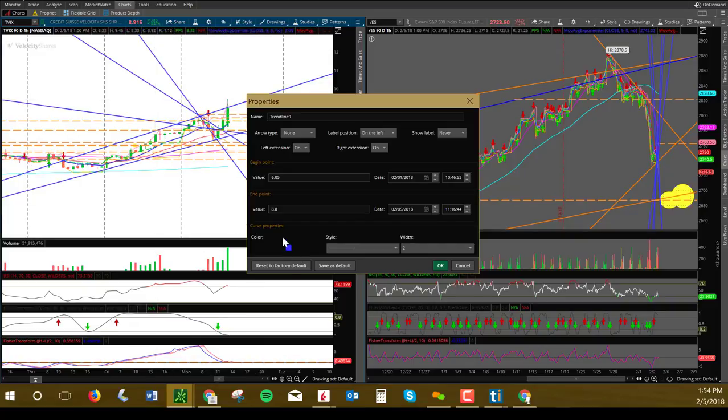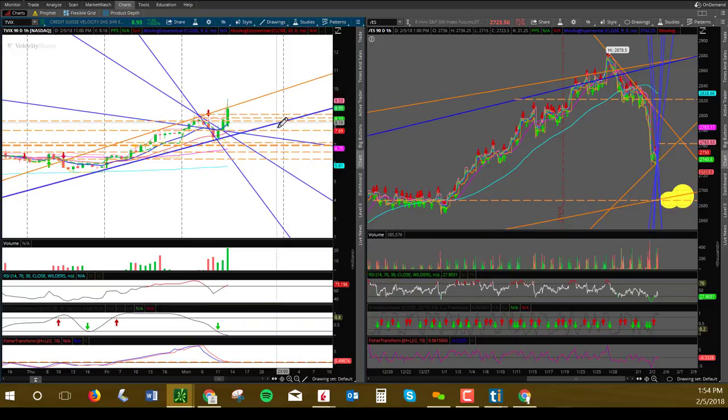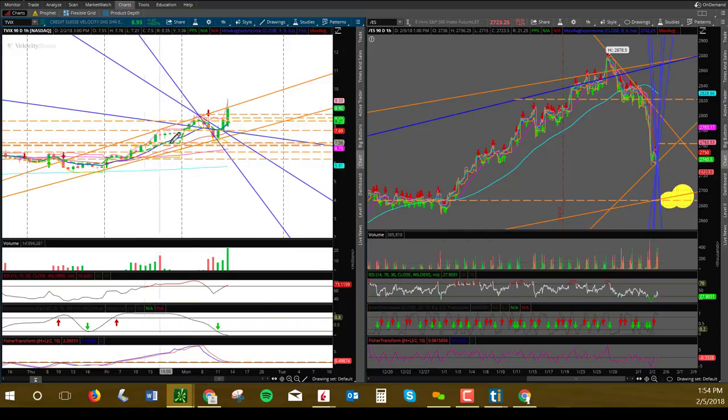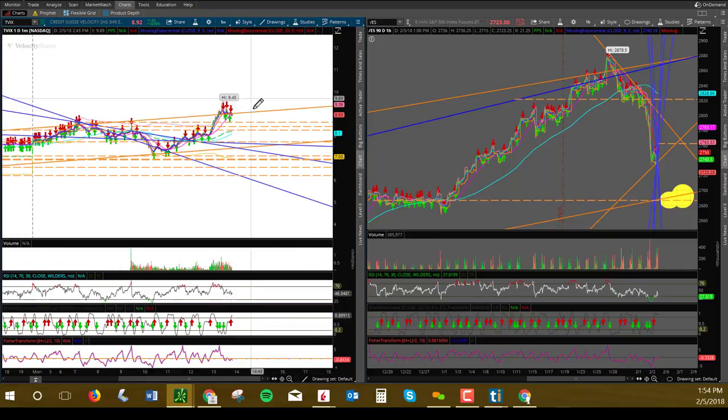Alright, let's highlight these and change these colors. And you guys can just do whatever colors you want. So there's the top, and here's the bottom. So here's the price of TVIX, and it might bounce in this channel for quite a while, or it could break out. But at least we have channels, so we're not being caught off guard.